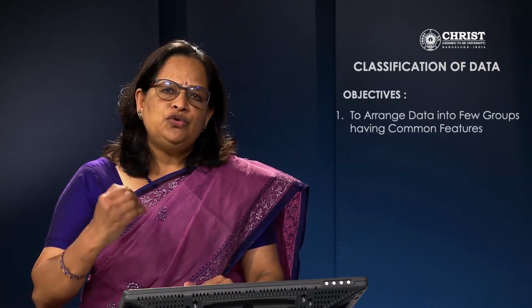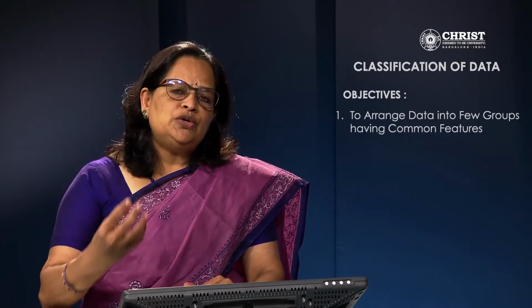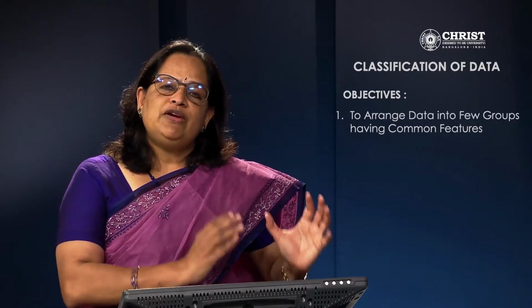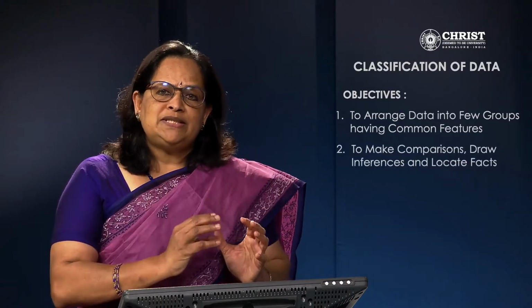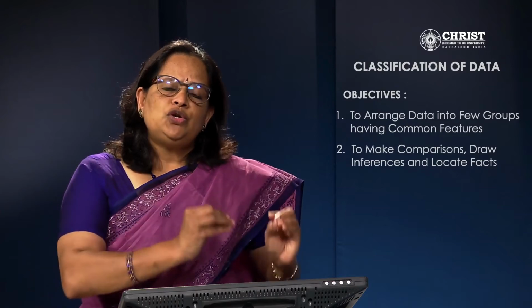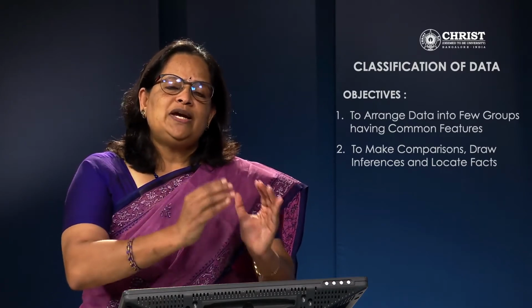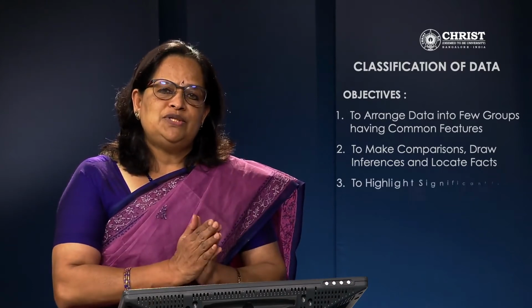Now, what are the objectives of classification? First one is to arrange the data into a few groups having common features. All the students who got distinction, we divide into one group. All the students who have failed, we put into one group. So if we want to make comparisons or draw inferences and locate facts, for example if you want to concentrate on the students who failed in the subject, it's easy because in one classification we get the number of students who failed in the subject.